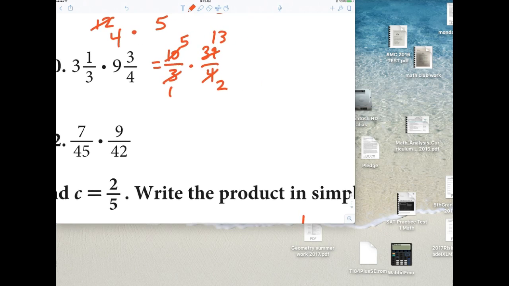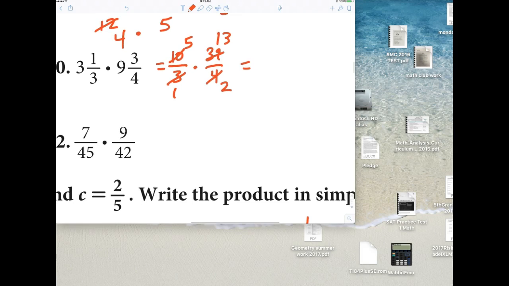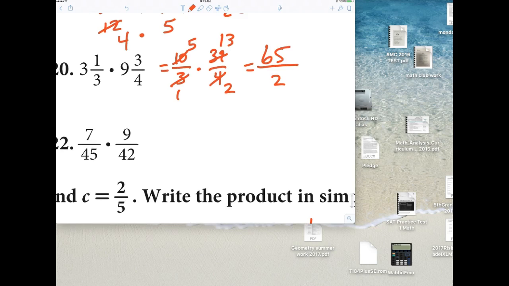So that would be 3 over 2. Now we're going to practice: 5 times 10 is 50. 5 times 3 is 15. 15 plus 50 is 65. Perfect. Now, I told you when you get to higher level math, we leave it as an improper fraction. So 65 over 2 is perfect.